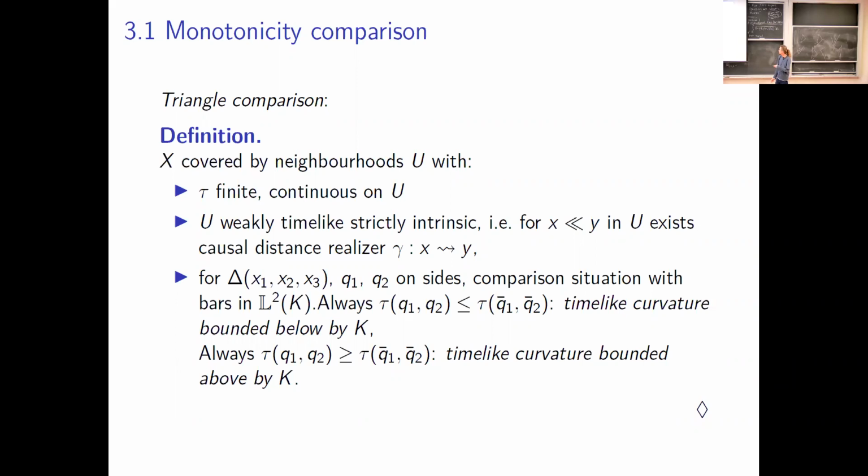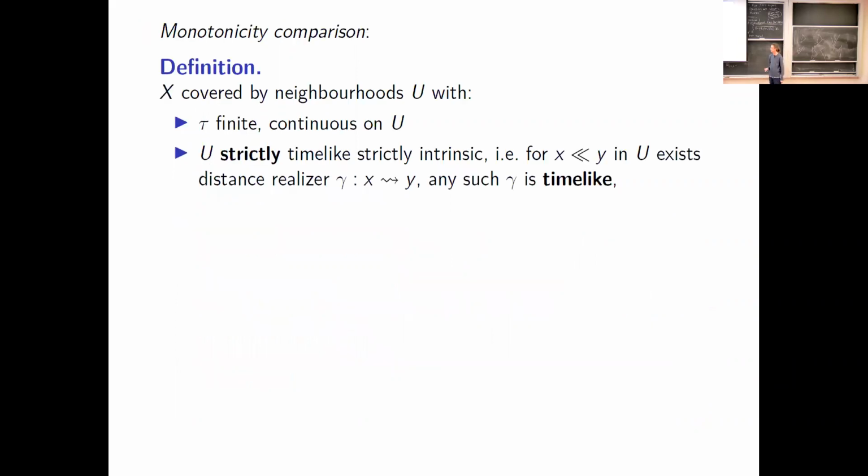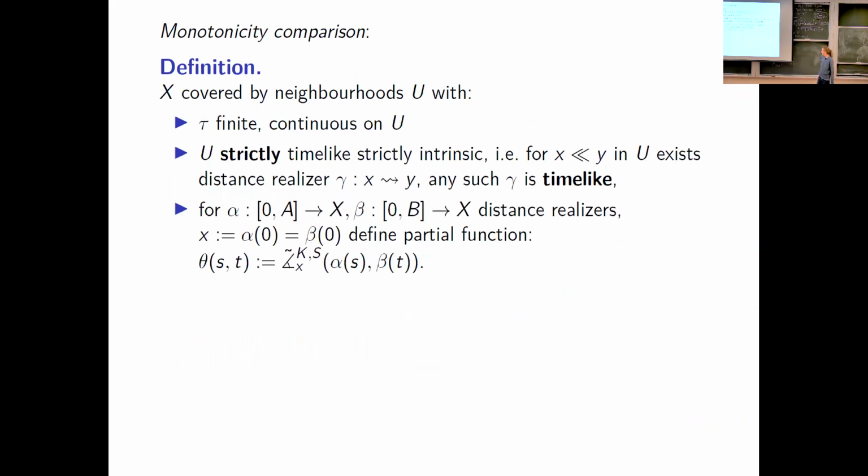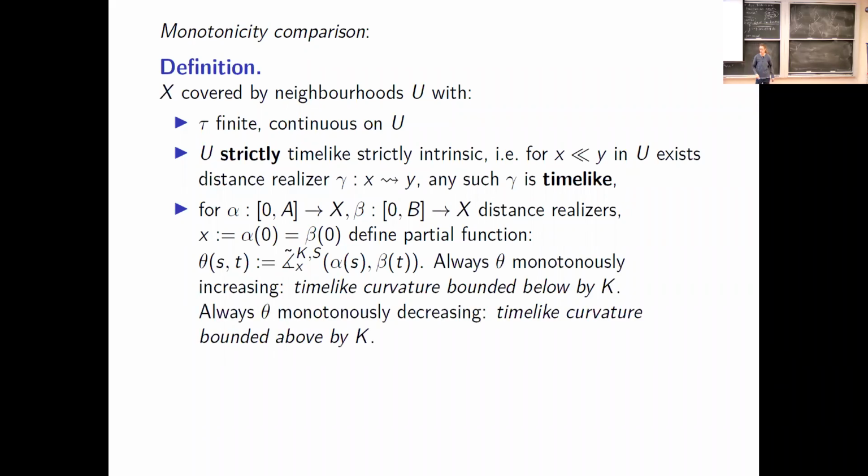Now, the new version is monotonicity comparison. It's a bit different. We have to assume that between any time-like related points in U, there is a distance realizer which is time, and any such distance realizer is time-like. And now we are dealing with distance realizers, like I have 2 curves going there. I pick 1 point here, 1 point here. That's at parameter S, that's at parameter T. I can create a comparison triangle, get the comparison angle, put that into the function theta, including a sign, and this thing should be monotonous. If this theta is monotonically increasing, time-like curvature is bounded below, and if it's decreasing, time-like curvature is bounded above.